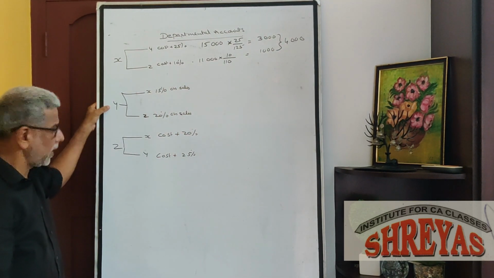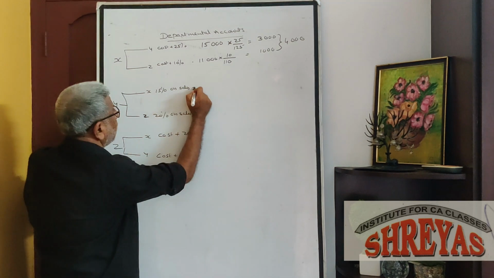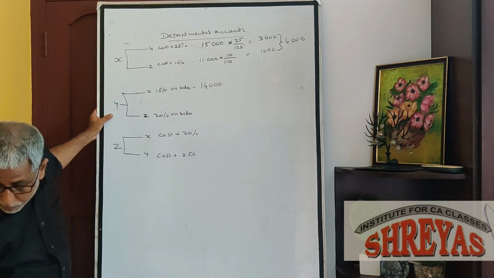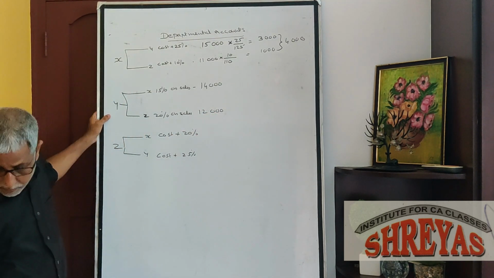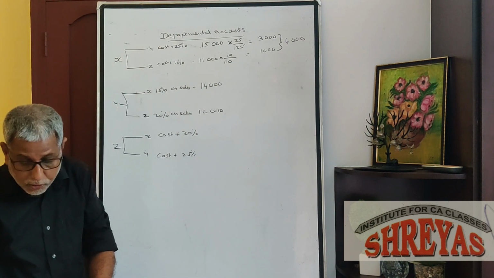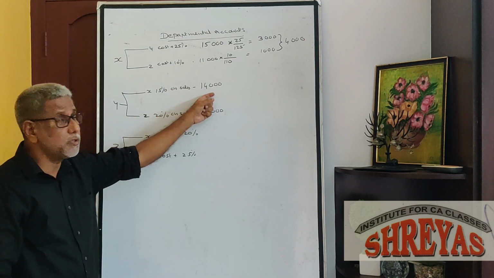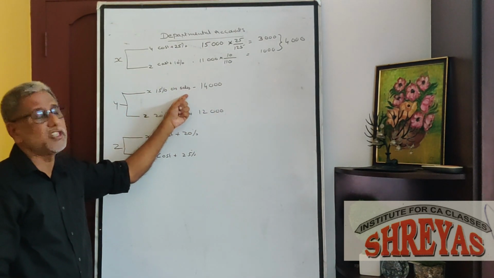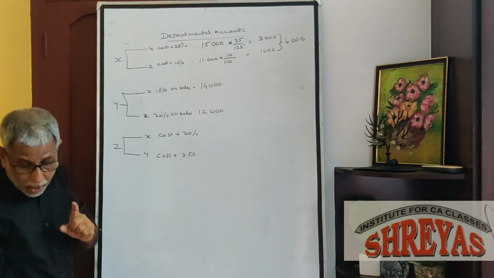Okay. Then Y. X ന്റെ 14,000. Then Z ന്റെ എത്രയുണ്ട്? 12,000. Okay. 12,000 ഉണ്ട്. നമുക്ക് ഇതിന്റെ സ്റ്റോക്ക് റിസർവ് കാൽക്കുലേറ്റ് ചെയ്യണം. How will you calculate stock reserve? 14,000 ന്റെ 15% on sales. 14,000 is the cost price of X, but that is the selling price of Y. Here the profit is made on sales value.